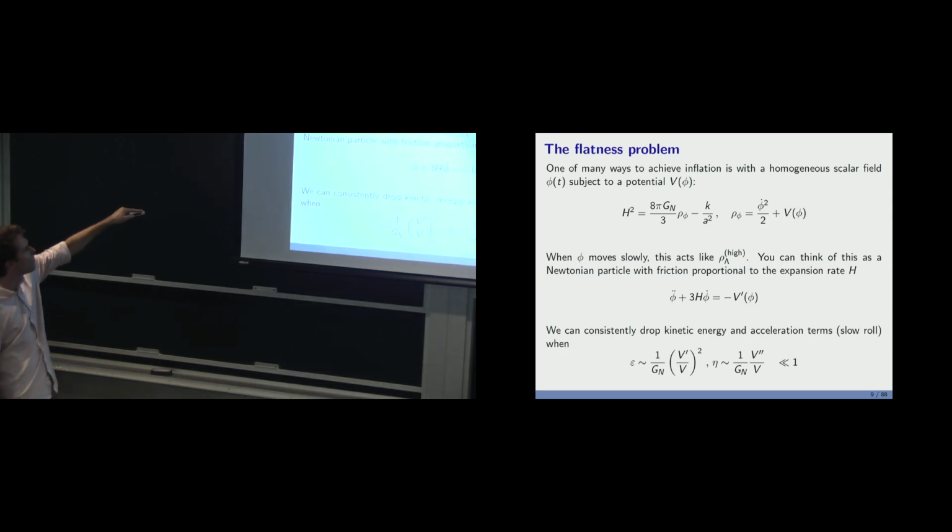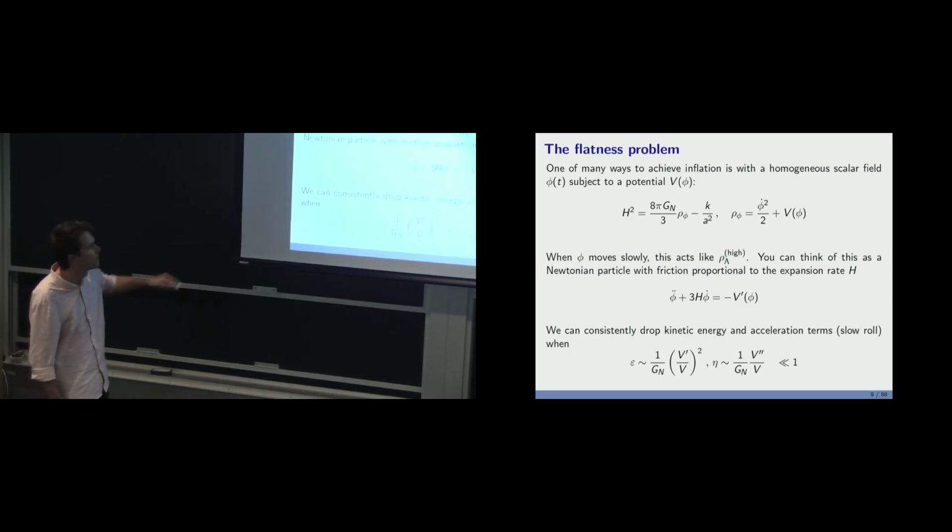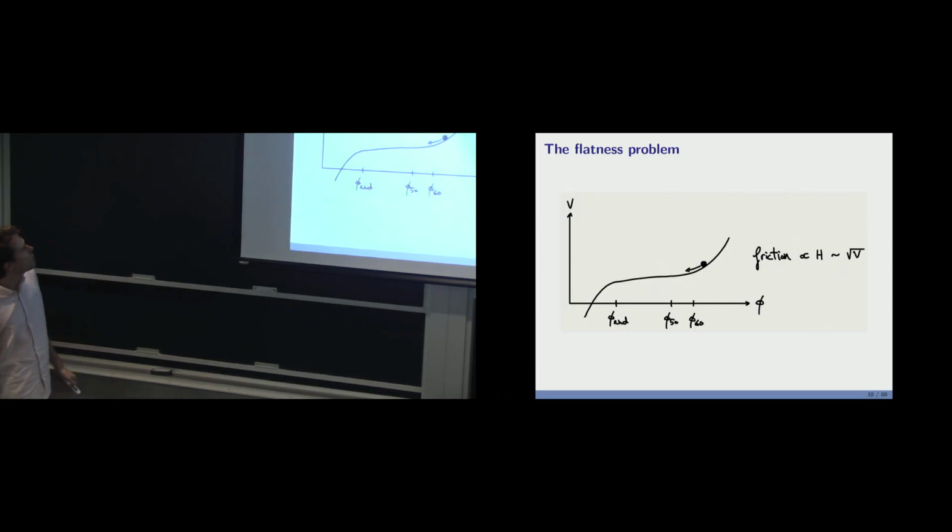And then, how to think of this thing is you can think of it as a Newtonian particle moving with friction, a friction proportional to the expansion rate h. So it's just Newton's equation with friction. And then you can also check that it's consistent to drop the acceleration and also the kinetic energy when some conditions on the potential are satisfied. So basically when the thing is very flat. Flat meaning this. Okay, so this is the picture we have: some potential energy density, a flat region, and a particle rolling down with friction.